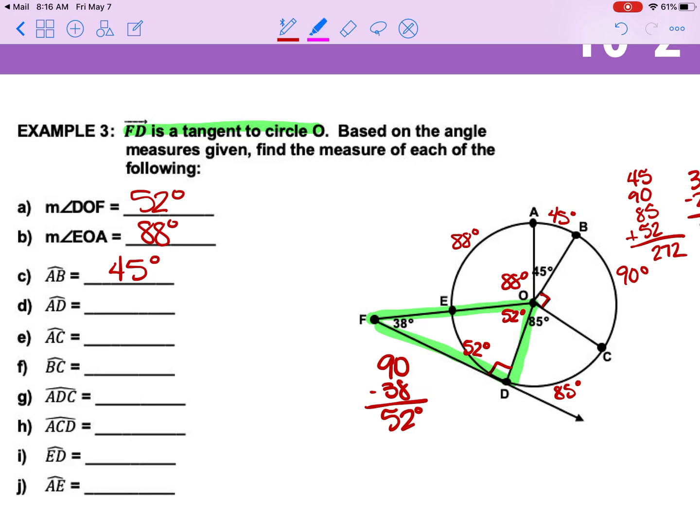Arc A to D. It's only 2 letters, so you're thinking, how do I connect it from A to D? Do I go clockwise or counterclockwise? Well, because it's 2 letters, which means it's a minor arc, we have to go the shorter distance. So we know we would go this way. So we have to add the 88 and the 52 together. We're going to make a note of that over here to the side to remind ourselves that we did that, and that gives us 140.